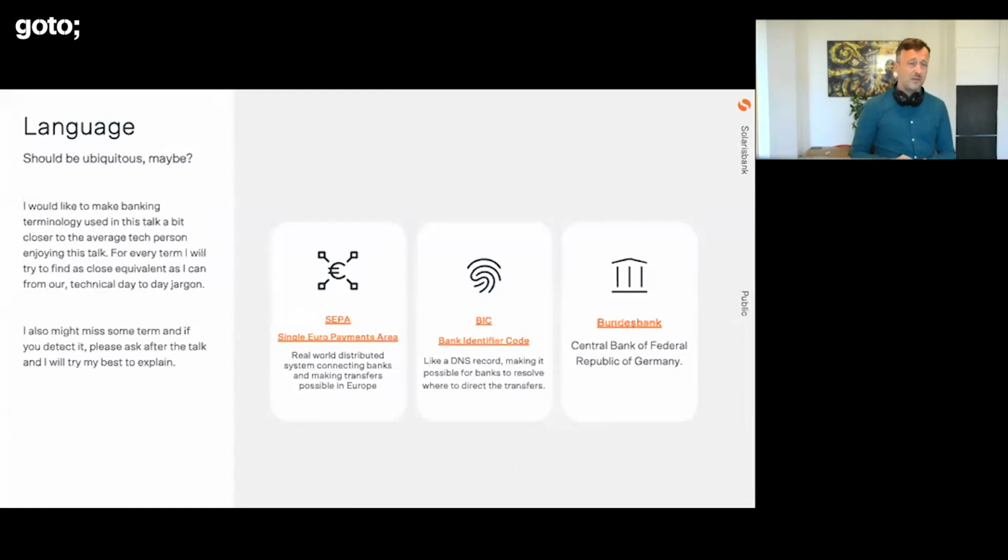Now, before we start talking about banking and stuff, it's important to get the language, and as DDD teaches us, it's supposed to be ubiquitous. So in this specific context, I would like to introduce a couple of terms. First of all, there is something called SEPA. And for those who are not aware, this is the Single Euro Payments Area. Essentially, if you look at it from a real world example, it's a huge distributed physical system that makes money movement possible within Europe.